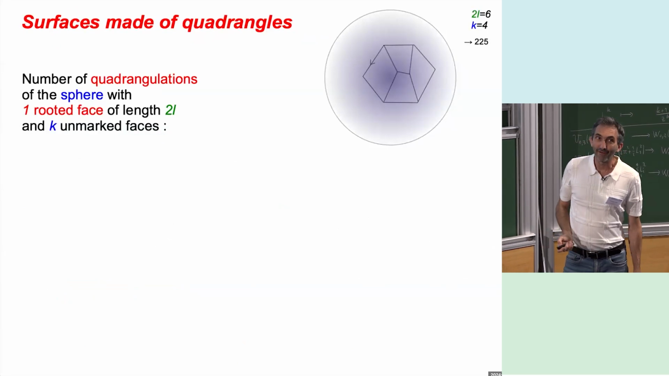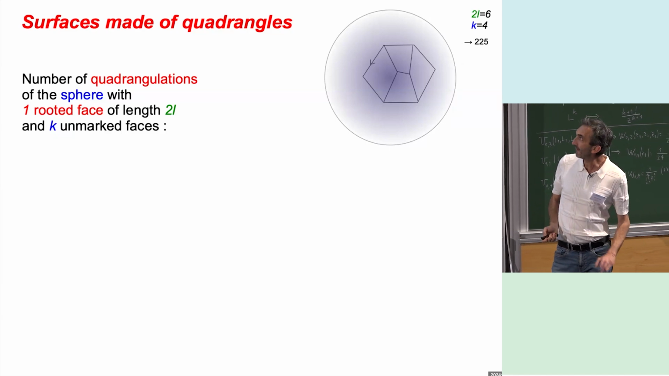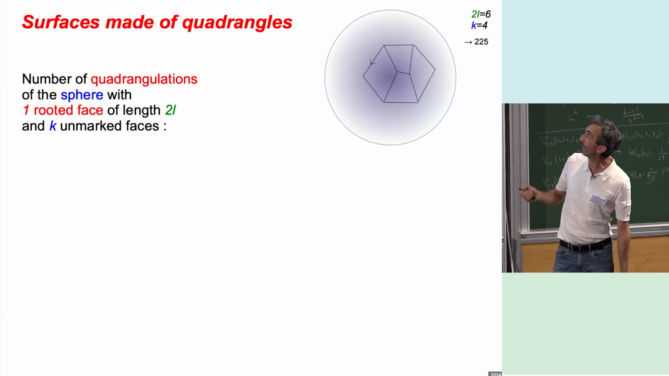Now, in fact, how did Tutte prove this formula? He solved a slightly more general problem where we don't have only quadrangles, but we start having faces of different size.